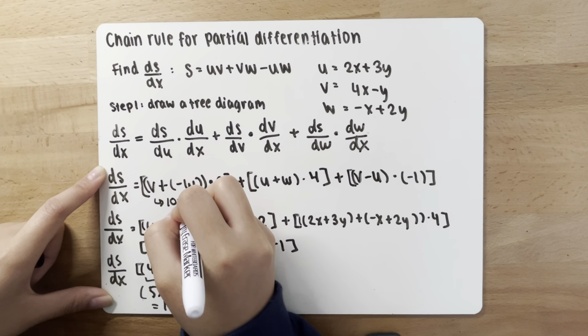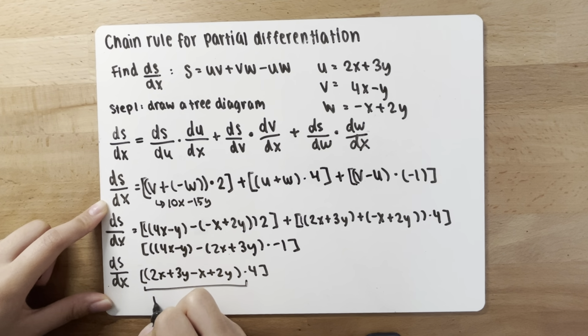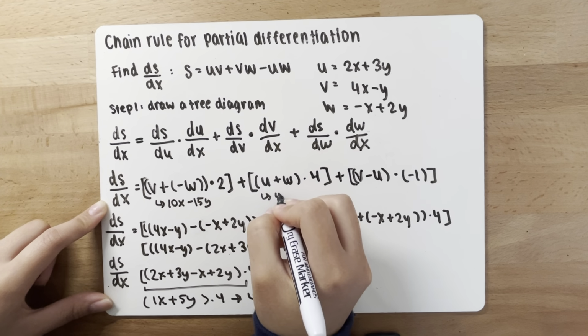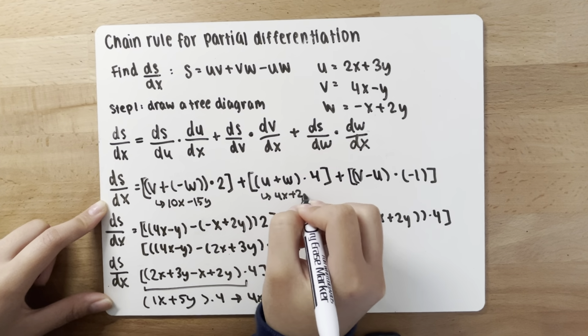Now, we're going to find this part. So distribute the plus. You have 2x plus 3y minus x plus 2y, all of that multiplied by 4. So this part, you would then have 2x minus x is 1x, plus 3y plus 2y is 5y. All of that multiplied by 4, you have 4x plus 20y. So right here, 4x plus 20y.